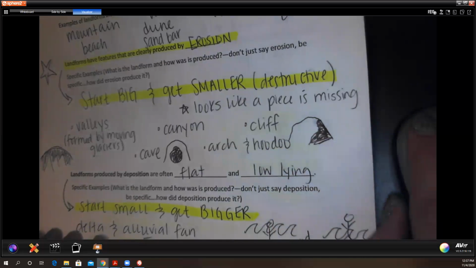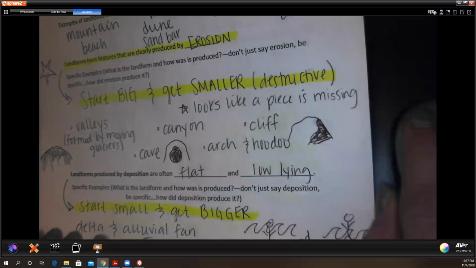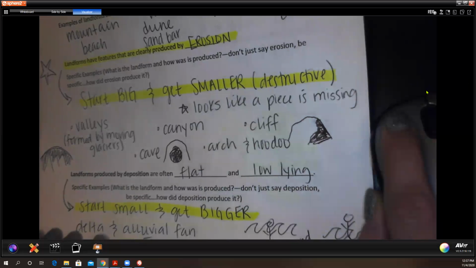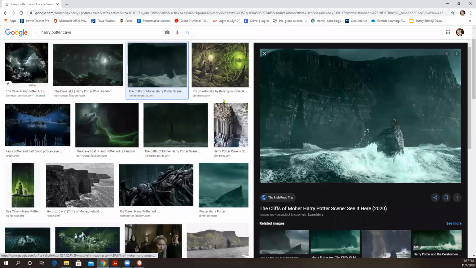If I look at a cave, for example, here's one from Harry Potter that I like to use as an example. You'll notice that here's a mountain or a landform, and the water crashed against the side of this cave, or side of this mountain, and slowly started taking pieces of the mountain away to form a hole inside of it.